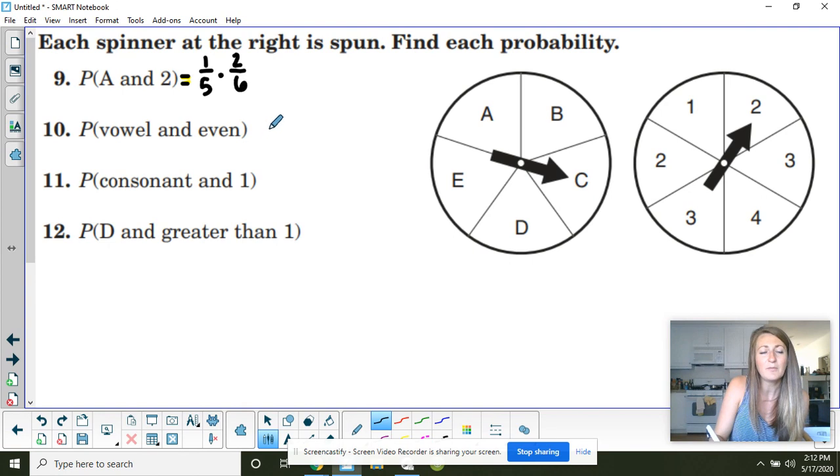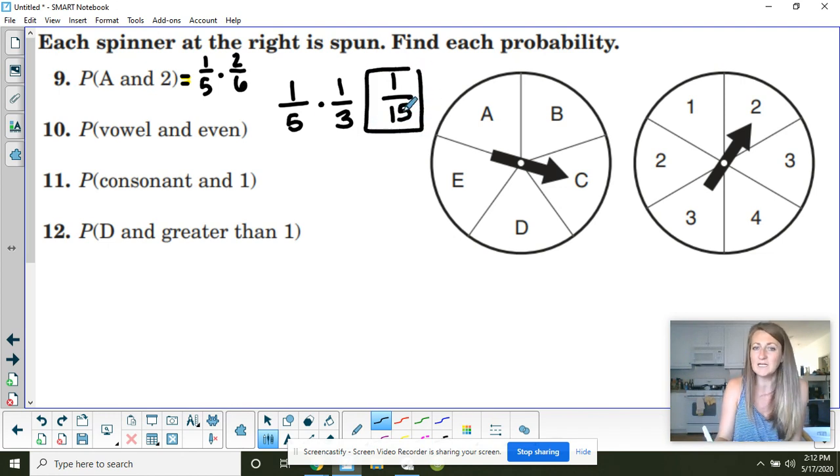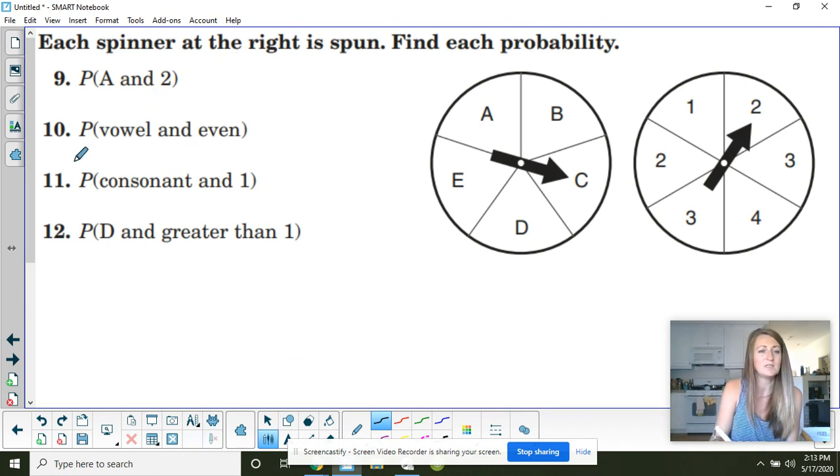We have 2 ways to get a 2. I like to simplify before I multiply. 2 out of 6 is the same thing as 1 out of 3. And then when we multiply straight across, 1 times 1 is 1. 5 times 3 is 15. So if we spun both of these spinners 15 times, one of those times we would get an A and a 2, probably. Okay, for your Edpuzzle, I want you to do number 10.